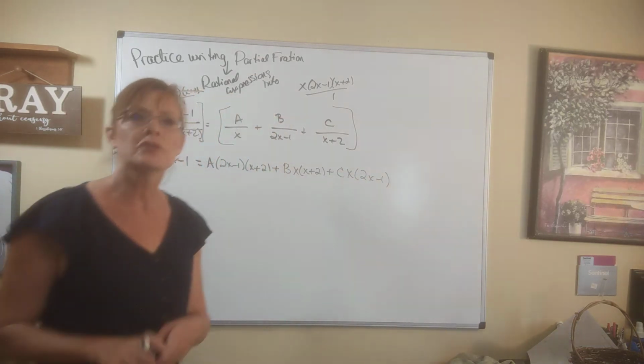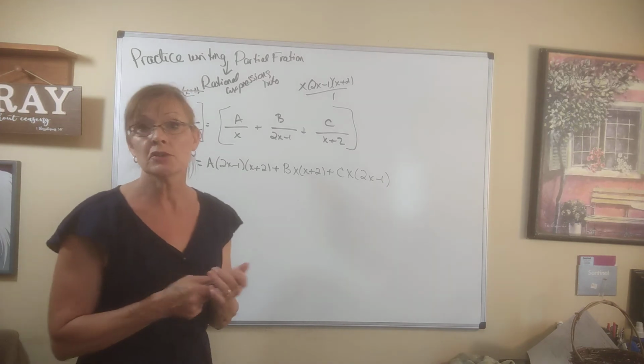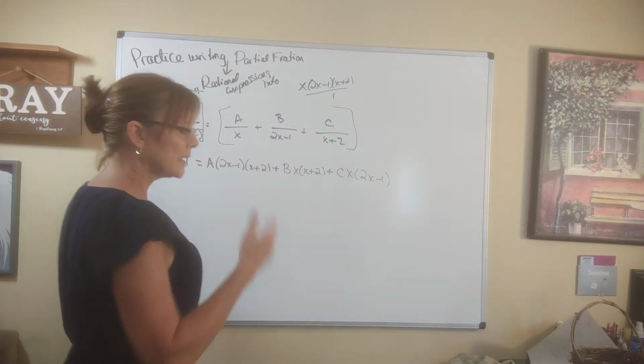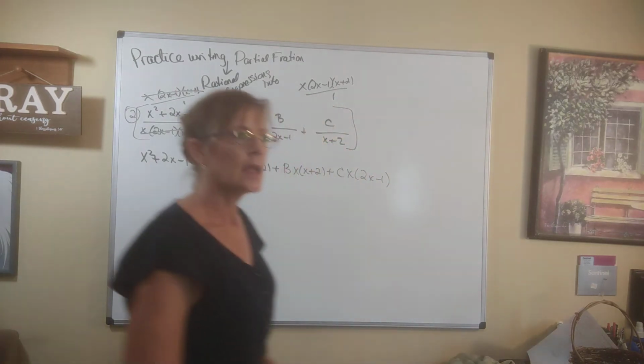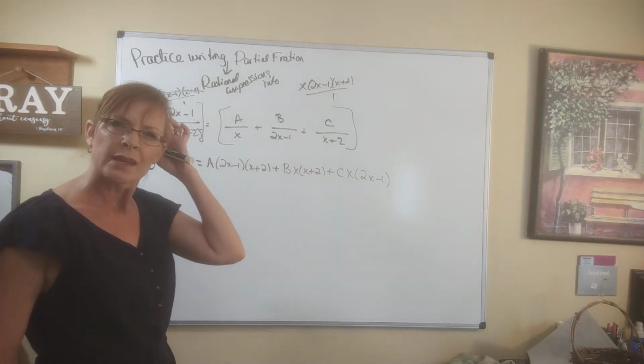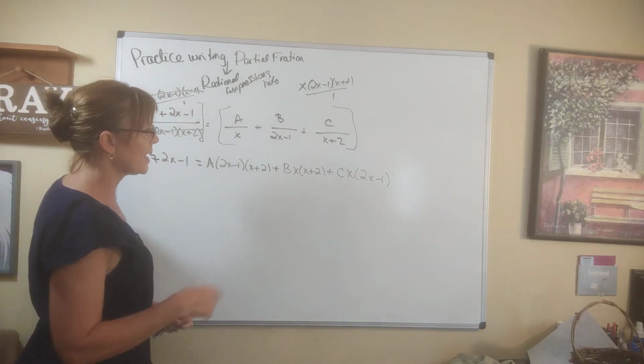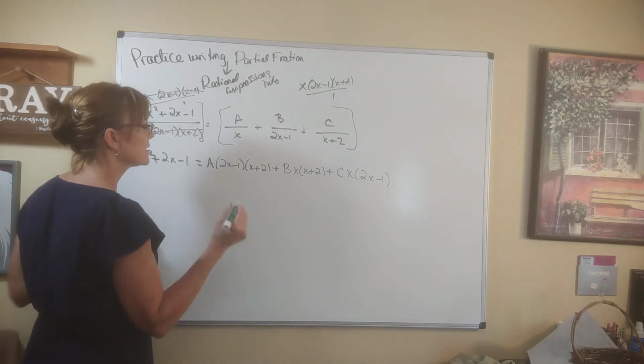Okay, now I'm going to show you the cover-up method, which is a kind of cool method you can use sometimes. And it just makes it a little easier when you're trying to solve for A, B, and C. Not every problem is set up to work easily with this, but this one is. So what I can do here is say, well, what if I let x be 0? Okay, let's let x be 0.